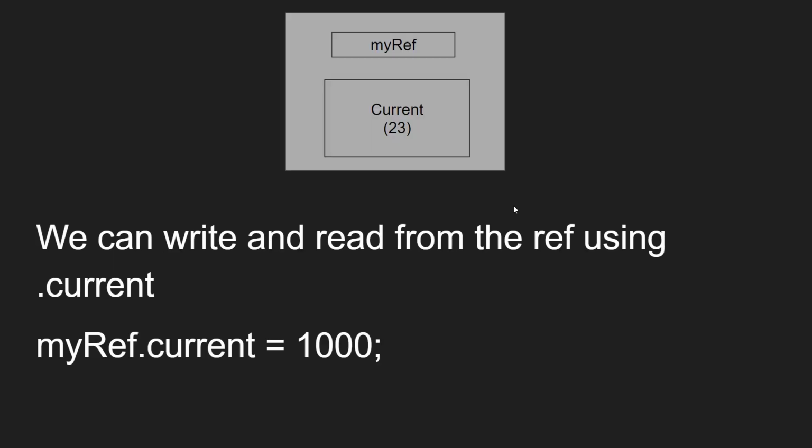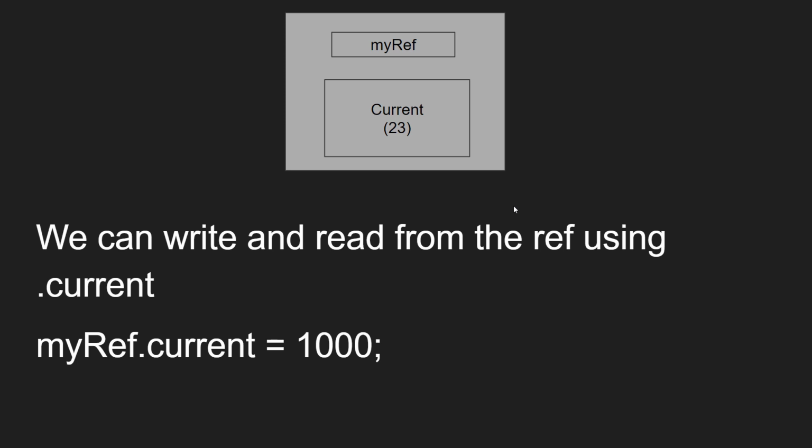So let's say this is the myref we created previously. I told you it is a memory location or a box where you can store any type of data. Here I am storing an integer value, number 23. If you want to access that value, we can access it through the current property. So myref.current = 1000. Here I am updating the value. If you want to get the value, myref.current. So we can write and read from the ref using the .current property.